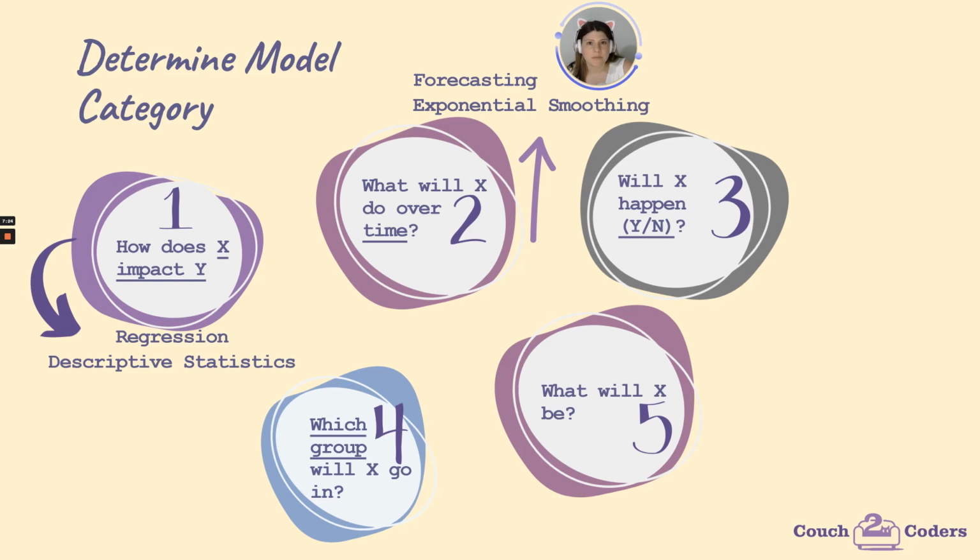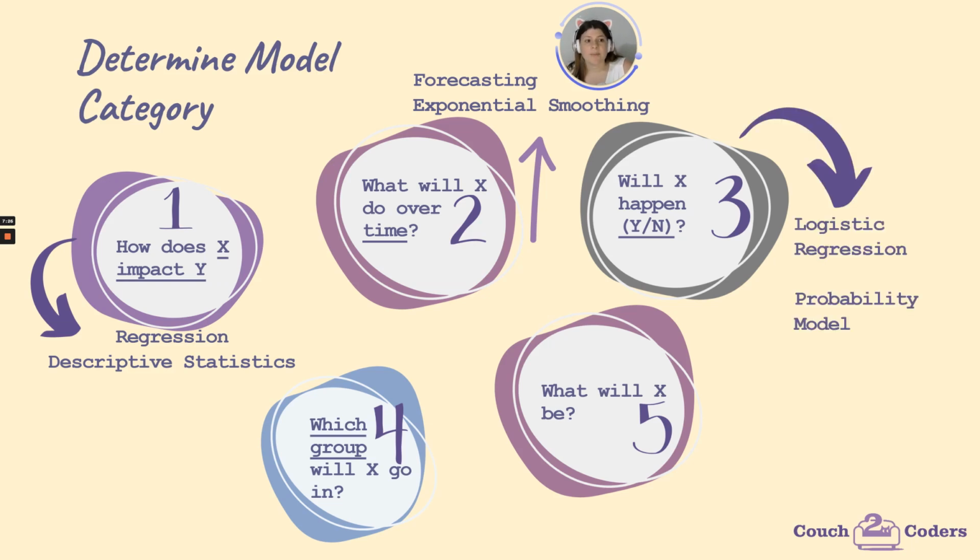Will X happen? Which is a yes or no. I'm probably going to use a logistic regression, a probability model, something with a binary. Which group will X go into? When I hear group, I think classification. I'm thinking maybe a binary model if it's two different groups. I'm thinking a K nearest neighbors if I have a bunch of different groups that it can be into.